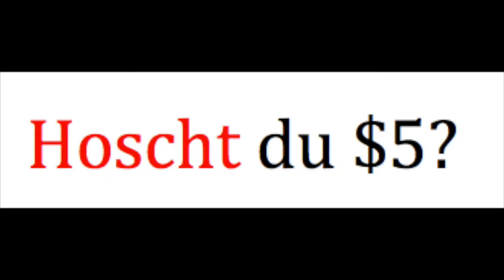Here's another example. I use this one in the form of a question. Huscht du $5? Now here the verb is coming first because it's a question. I'll do a video on that in the future, but know that our subject is du, so we have to conjugate HAWWE for du. Huscht du $5? Do you have $5?